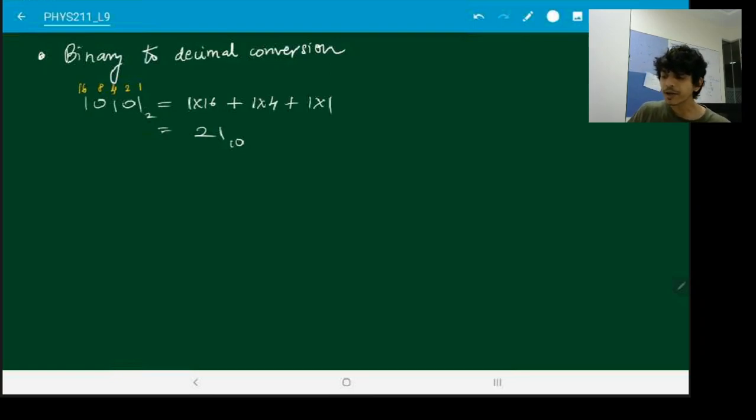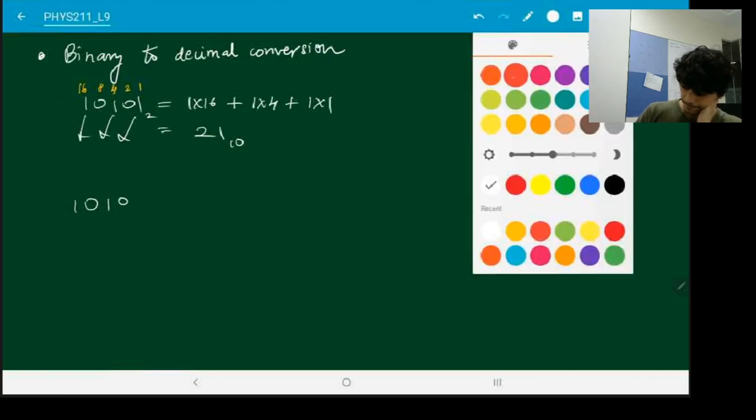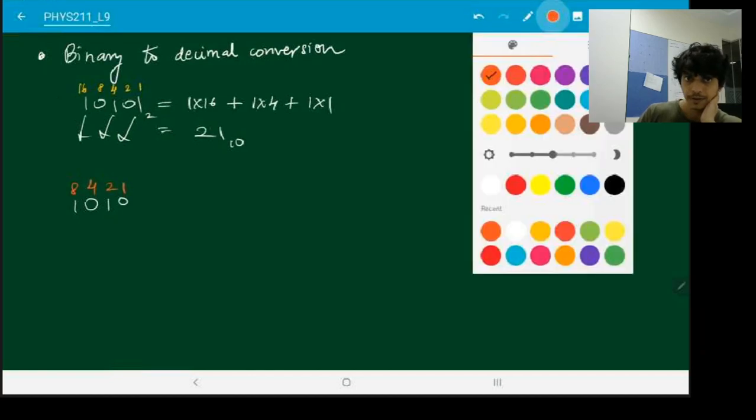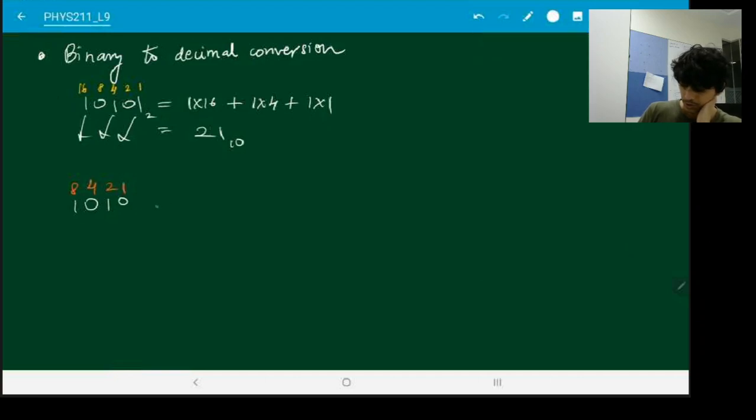I mean, you don't always have to write down like this 1 times 16, 1 times 4, and so on. You can just see which are the ones which have a 1 in them. So if you just write down the power of 2 on top, you can just see this is going to be 16 plus 4 plus 1, or 21. Let's take one more example. If I take 1010, and this is coefficient of 1, coefficient of 2, coefficient of 4, coefficient of 8. So this number is just 8 plus 2, which is 10.